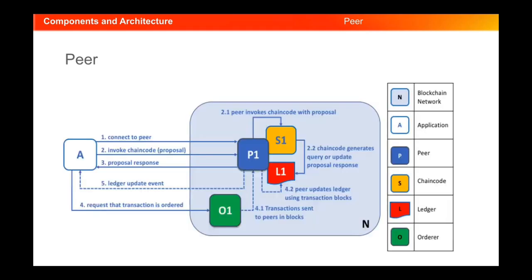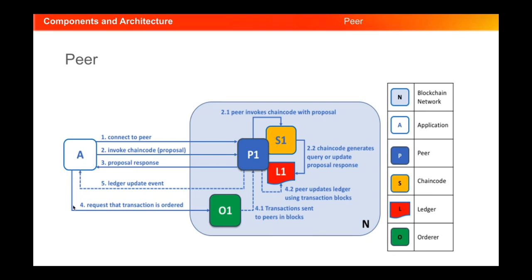When it comes to a ledger update, the application connects to the peer, then it invokes the chain code, which is the proposal. First step is the peer invokes the chain code with the proposal, then the chain code generates the query or update proposal response, in this case the update proposal response. After that, the proposal response is sent back to the application.